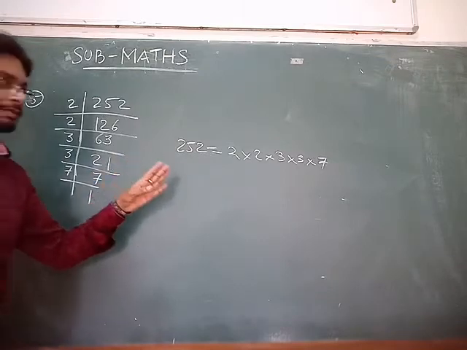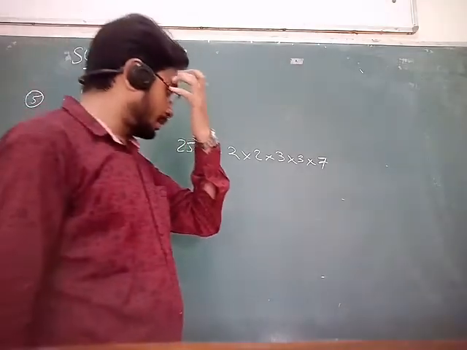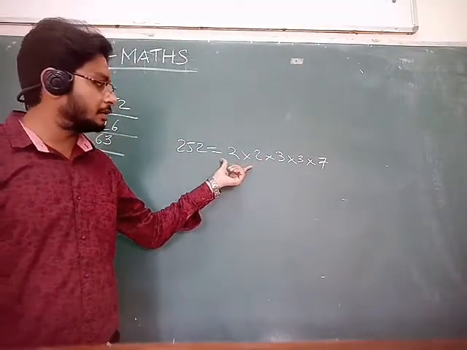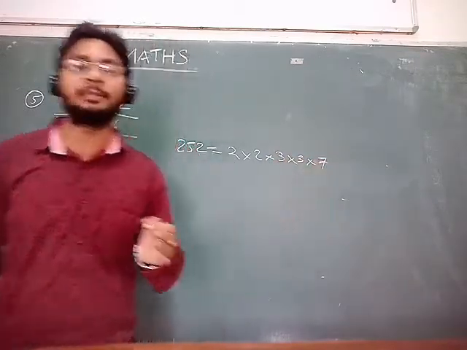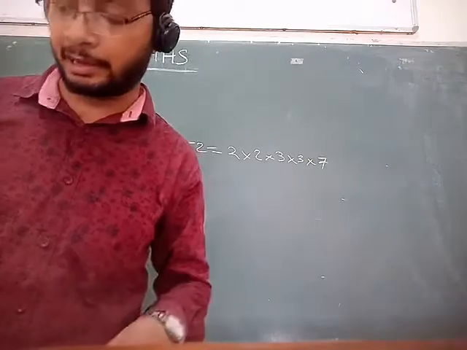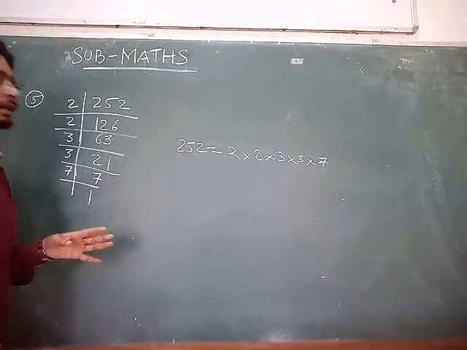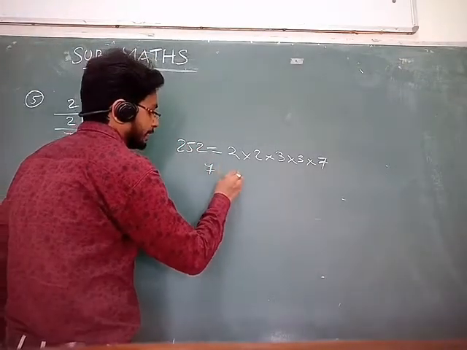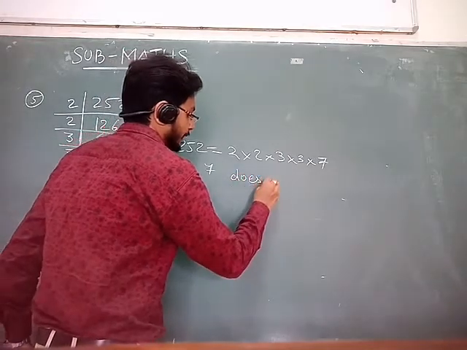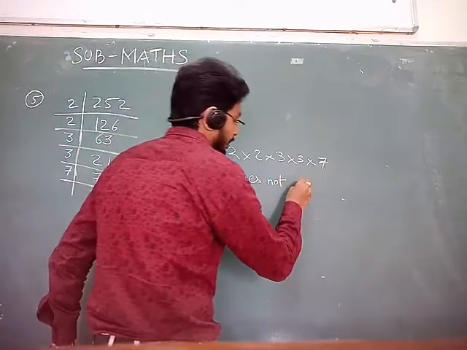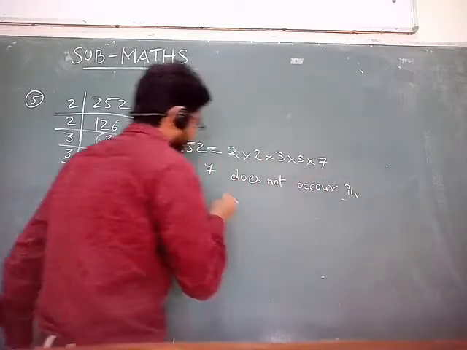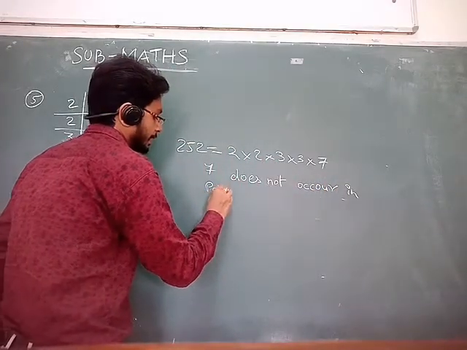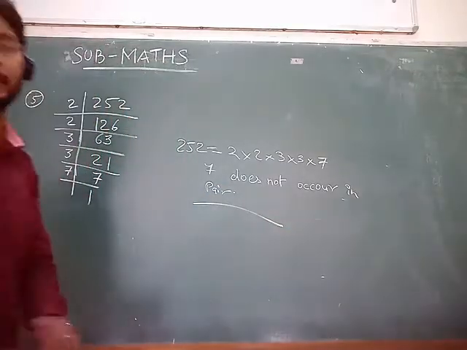Here you can see, 2 is in a pair, 3 is in a pair, but 7 is not in a pair. 7 pair में नहीं है. 7 does not occur in pair. यहाँ पे आप लिखेंगे 7 does not occur in pair. 7 pair में नहीं है. आप देख रहे हैं 7 सिंगल है, 7 pair में नहीं है.